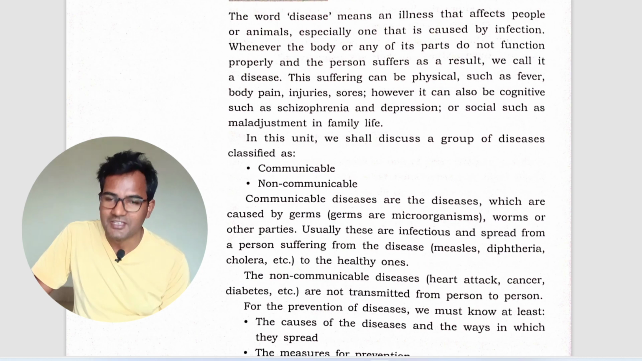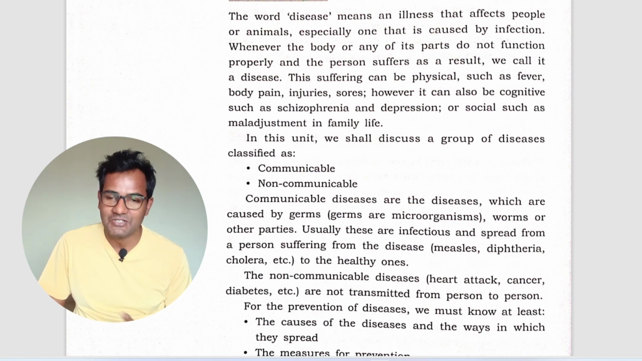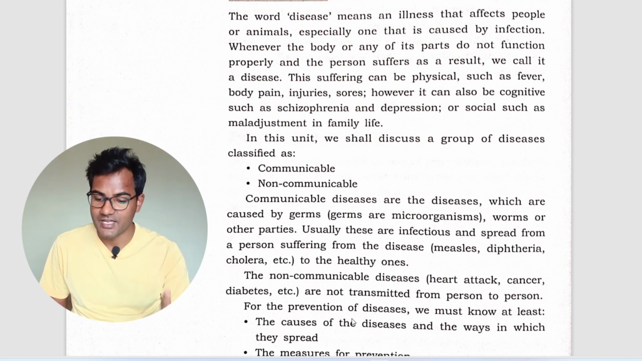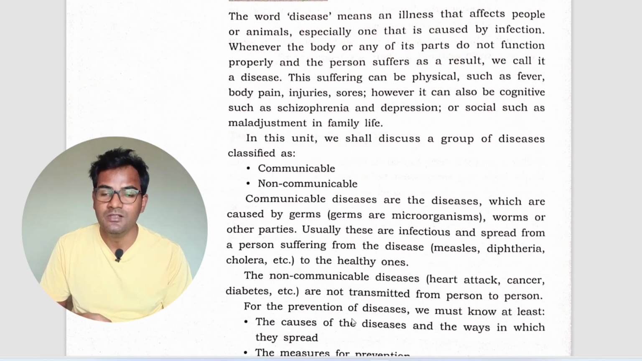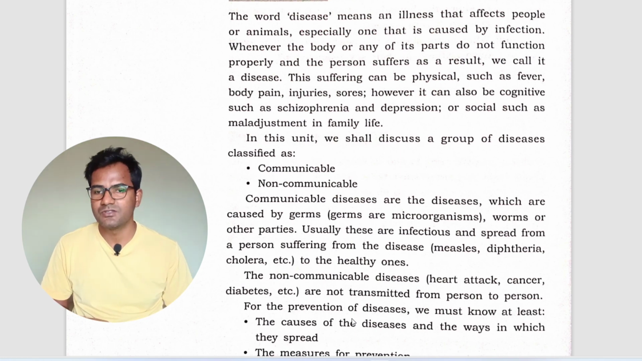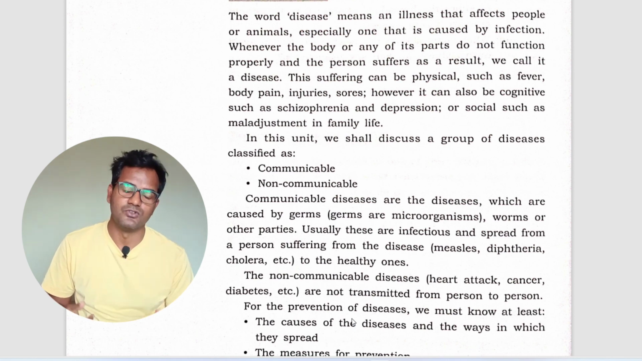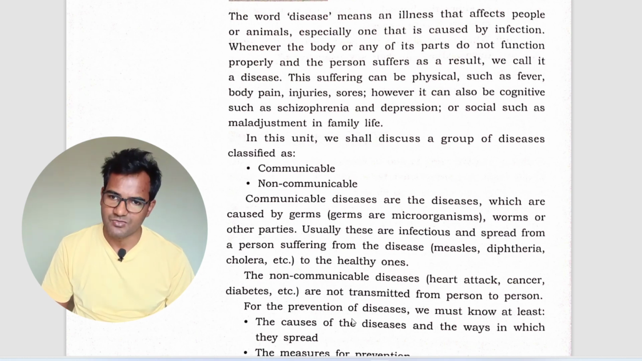Then let us see. There are lots and lots of things to explain, but I don't want to make this video a long one, so let me go short. In this unit we shall discuss a group of diseases. There will be two types of diseases: communicable disease and non-communicable disease. Communicable means it will be transmitted from one person to another. Non-communicable means it will not be transmitted from one person to another. Communicable can be like COVID-19 and non-communicable can be like asthma, right?